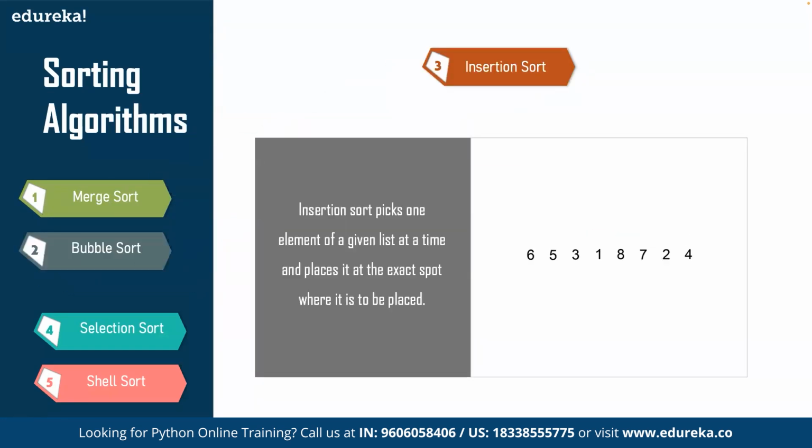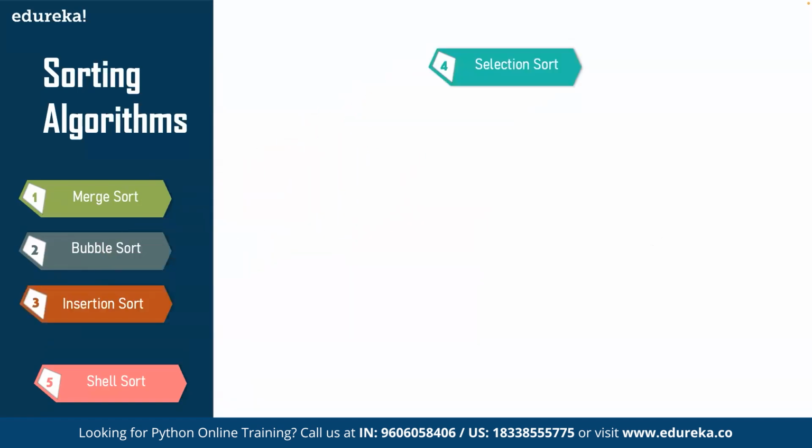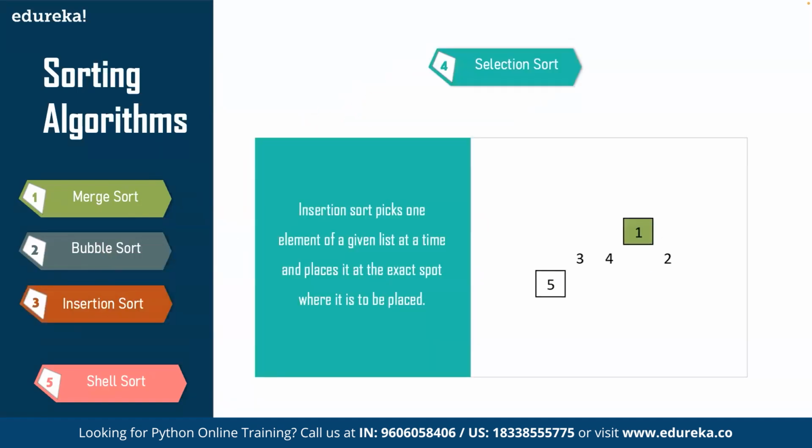And we have the insertion sort. Insertion sort picks one element of a given list at a time and places it at the exact spot where it has to be placed. That's the idea about insertion sort. And when we talk about the selection sort, this is the overall idea about selection sort.